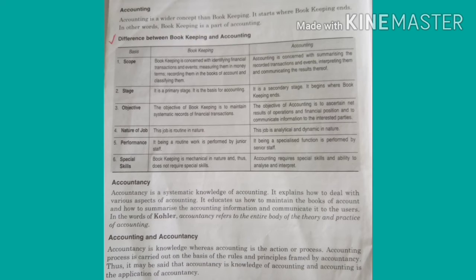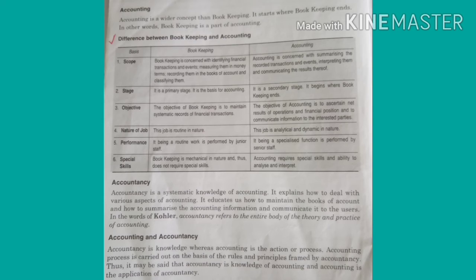Again, I am saying the differences between bookkeeping and accounting. The scope of bookkeeping is narrow. That is, it is concerned with identifying the financial transactions, measuring them in terms of money, recording them in the books of accounts, and classifying them. This much.